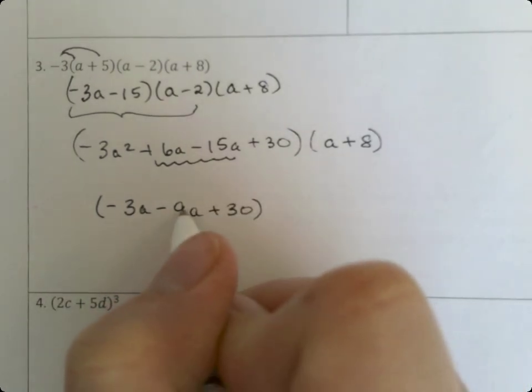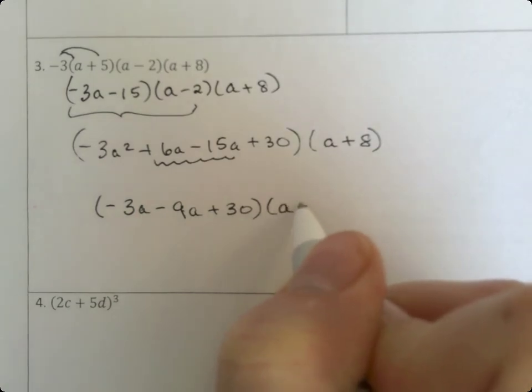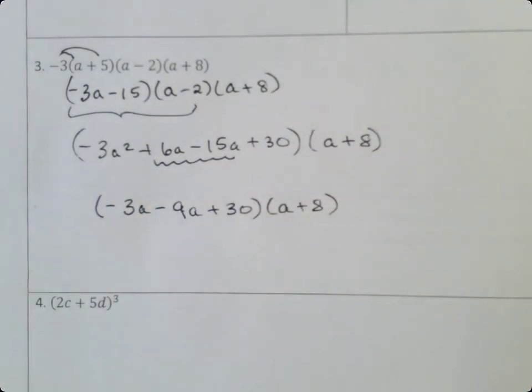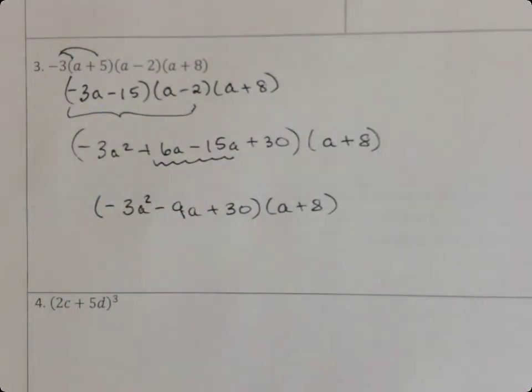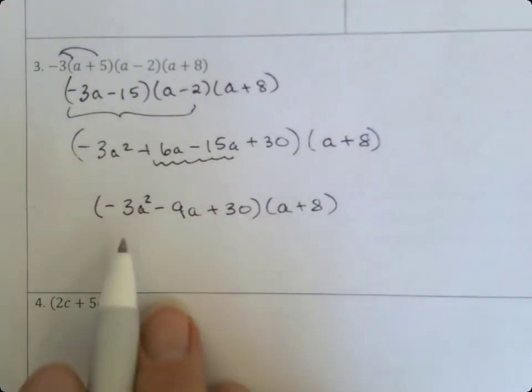All right, double check that we agree. Still times a plus 8. Are we good? Oh, I missed my square. Okay, that would throw everything off, dropping a power like that, because then everything else would be off. All right, now am I good?